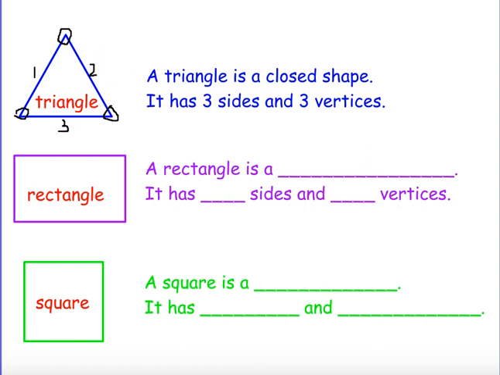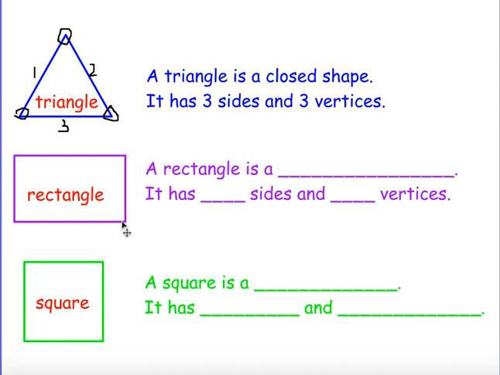So I can define a triangle as a closed shape. It has three sides and three vertices. You got it? Now every shape we can use sides and vertices to define, because every shape has different sides and vertices, right? Let's take a look at a rectangle here.